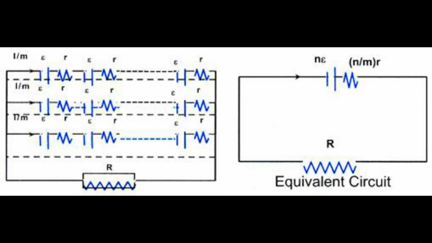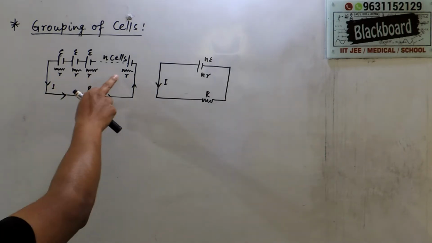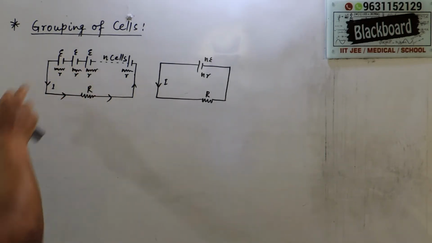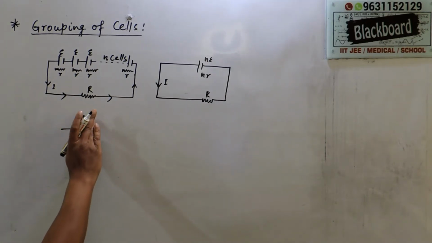In this section, we will learn about grouping of cells and problems related to grouping of cells. Now this is grouping of cells. Here there are n cells in series. This is the positive terminal, this is the negative terminal, and this combination is a series combination.